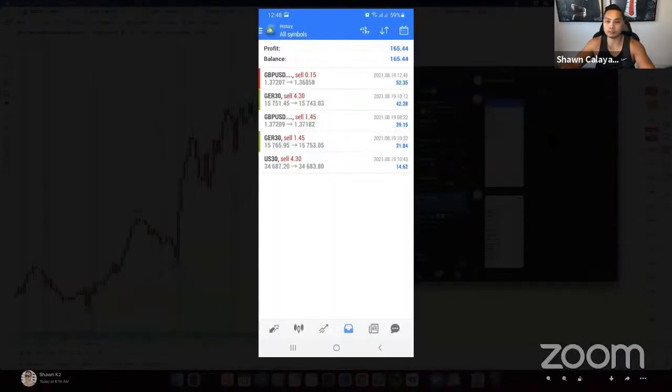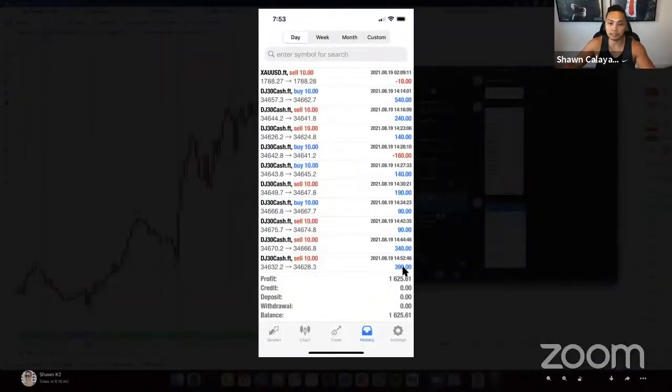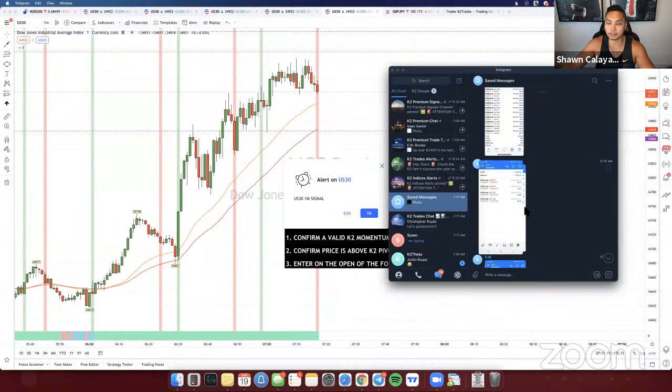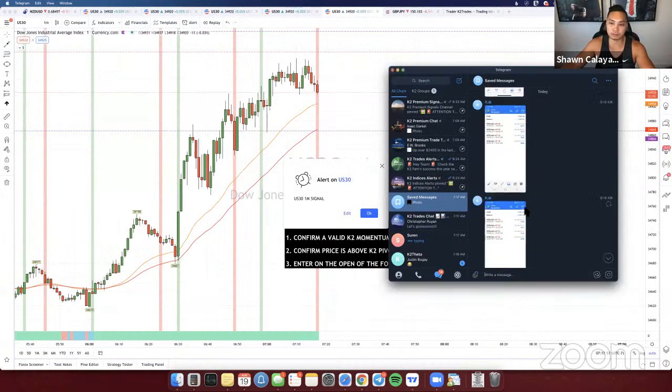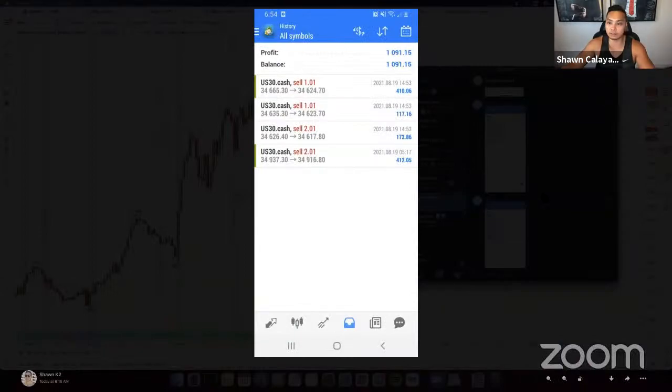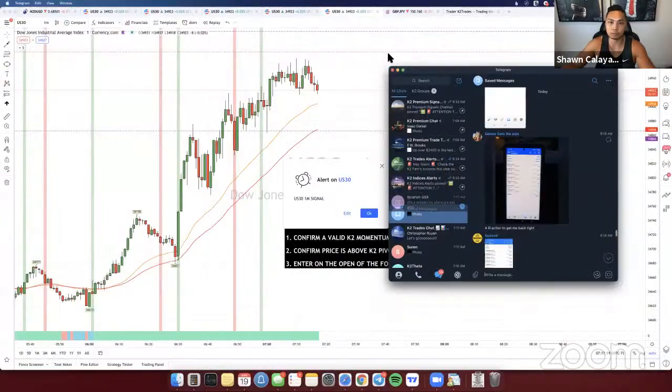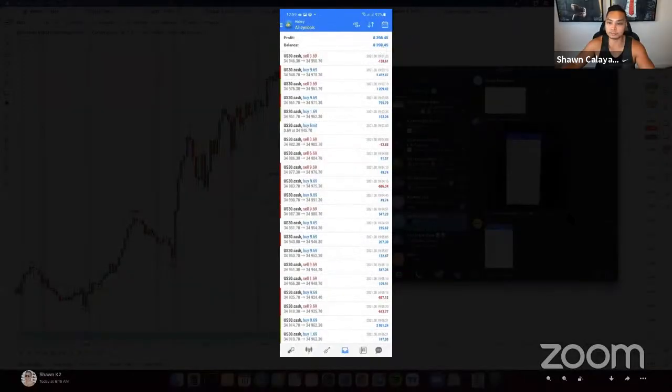Felix locked in 165. Patricia locked in 1,625. Romano locked in 1,095. And you guys can have these profits as well if you learn the strategies that everyone's applying. Romano's other account 1,091. Dennis over here locked in at 105. Nice work, Dennis. Semtex locked in a total of 8,398.